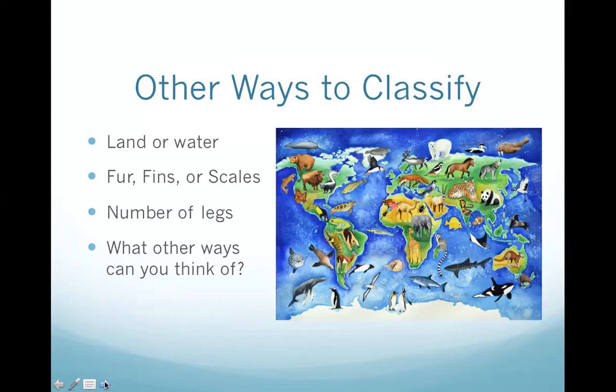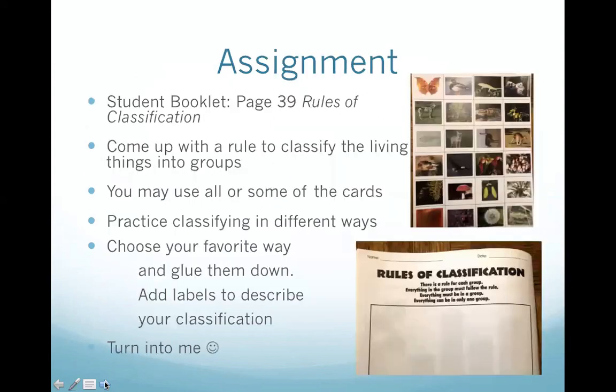Good, I can tell you guys are thinking like a scientist still. Love it. So your assignment for this week is your student booklet, page 39, Rules of Classification. And it looks like this right down here. It says there is a rule for each group. Everything in the group must follow the rule. Everything must be in a group. Everything can be in only one group. So you can't split something between 2 different groups.